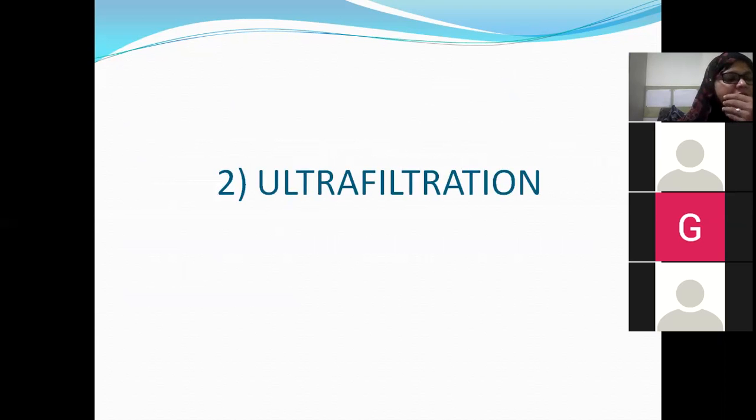Then we have the next, that is the ultrafiltration. Okay, I have told you that there are 3 methods.